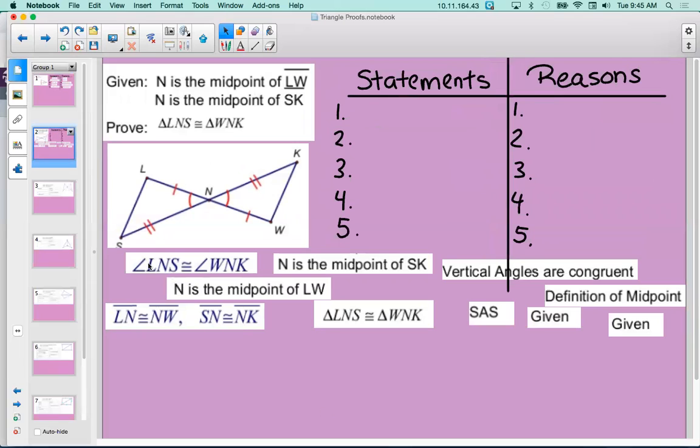Okay, there's actually 6, 1, 2, 3, 4, 5, 6. There might be 7 examples. I don't know if we'll get through all these.